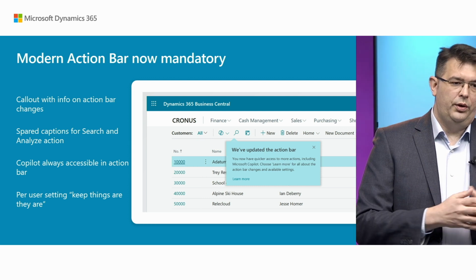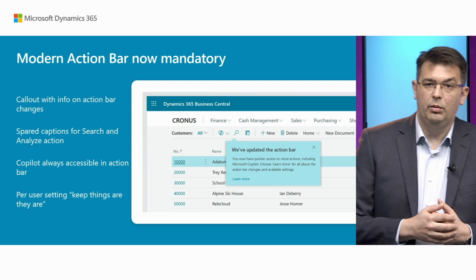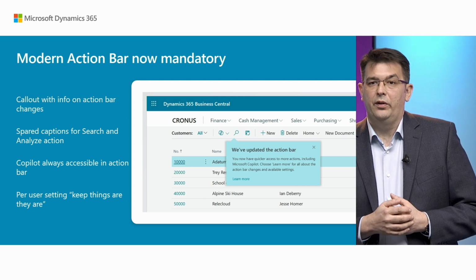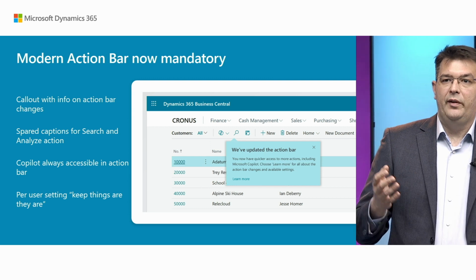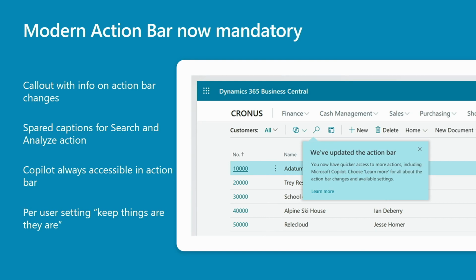Apart from all the goodness that the modern action bar brought three releases ago, like very flexible personalization, optimized layout of the action groups on the pages, and the introduction of the split button, the 2024 Release Wave 1 version of the action bar also has, as you can see, a couple of new icons. So we've added a copilot icon. We've also spared some of the captions to accommodate for space in the action bar.